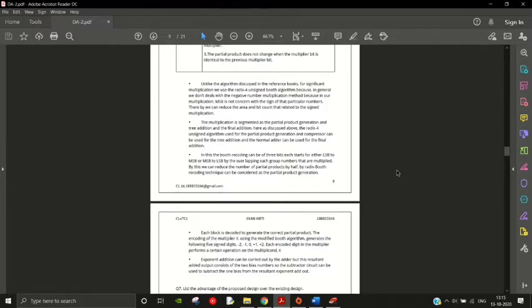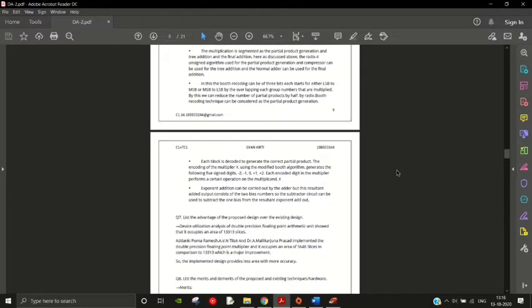Also, in this, Booth recoding can be of 3 bits. Each starts from either LSB to MSB or MSB to LSB, by overlapping each group's numbers that are multiplied. By this we can reduce the number of partial products by half. The radix Booth recoding technique can be considered as the partial product generation.